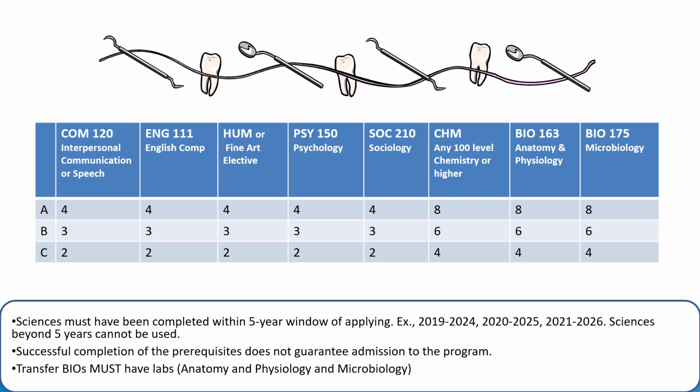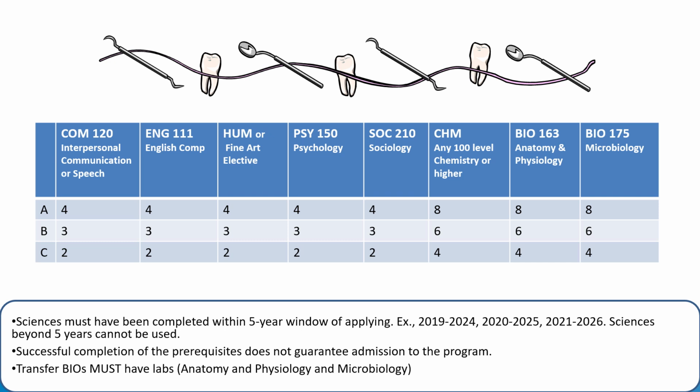There are 8 general education courses. Point values are assigned to grades of A, B, or C. The students with the highest points from grades and additional points are chosen to fill the 24 seats. The classes we award points for are Communications 120, Interpersonal Communications or a Public Speaking course, English 111, which is your standard English composition.